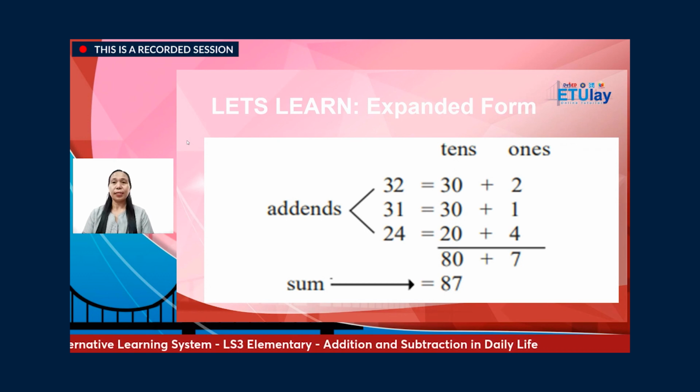First, we are to add the ones place. 2 plus 1 plus 4 is equal to 7. Next, we have to add the tens place. 20 plus 30 plus 30, and we have 80. Add 80 plus 7, so the sum is 87.